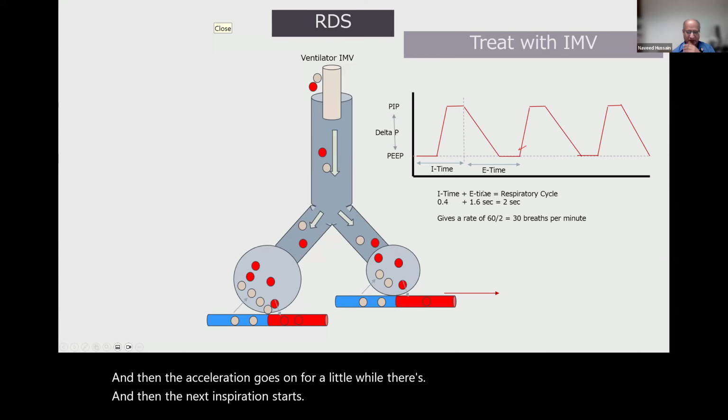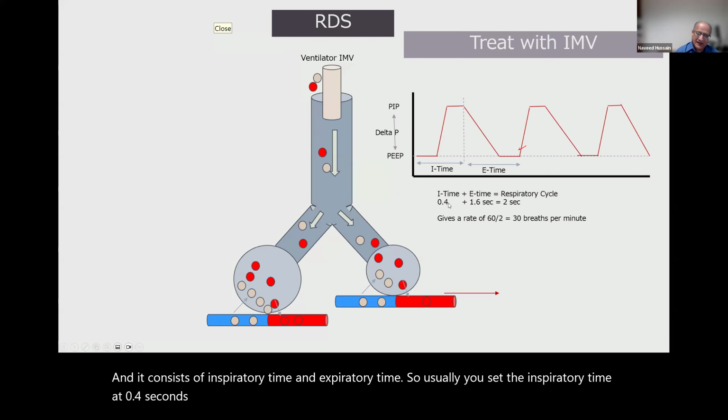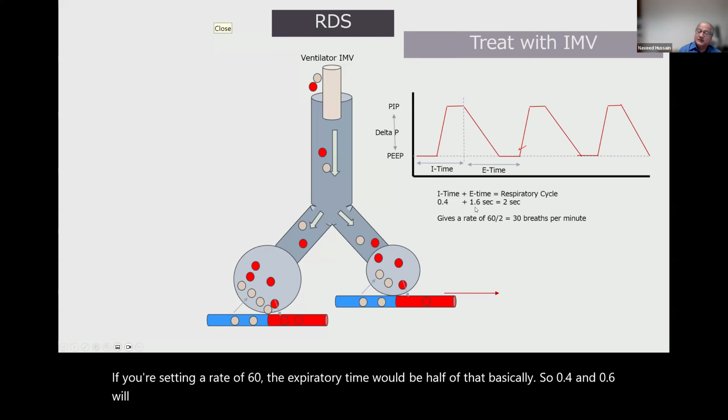So this is called a respiratory cycle, and it consists of inspiratory time and expiratory time. Usually you set the inspiratory time at 0.4 seconds, and so automatically the expiratory time is 1.6 seconds if you're setting a rate of 30. If you're setting a rate of 60, the expiratory time would be half of that, basically 0.6 seconds, and so the respiratory cycle would be 1 second.